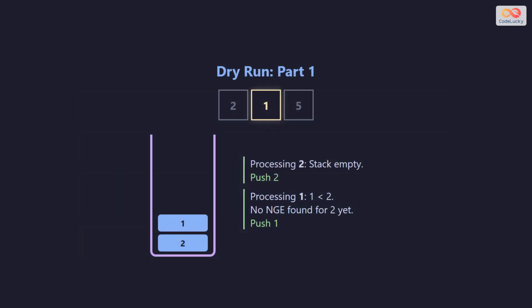Let's trace this with the array 2, 1, 5. We start with an empty stack. First, we see the number 2. The stack is empty, so we just push 2. Next, we see the number 1. 1 is smaller than 2, so we cannot pop anything. We push 1 onto the stack. Now our stack has 2 and 1 in decreasing order.